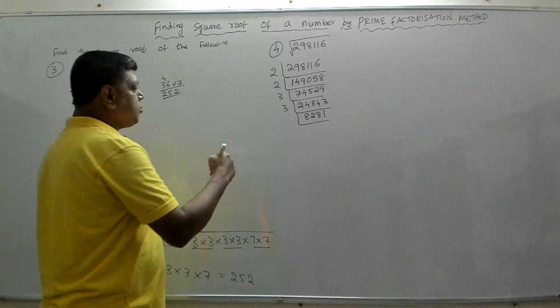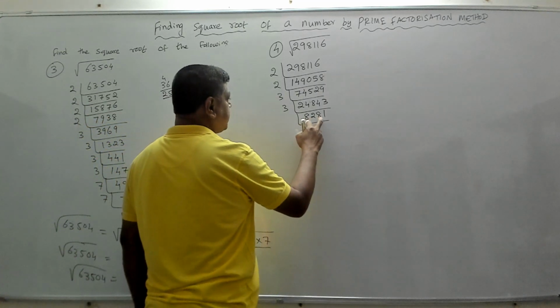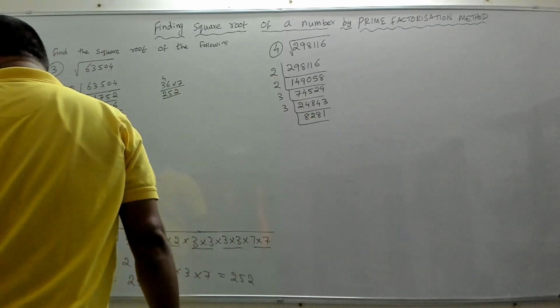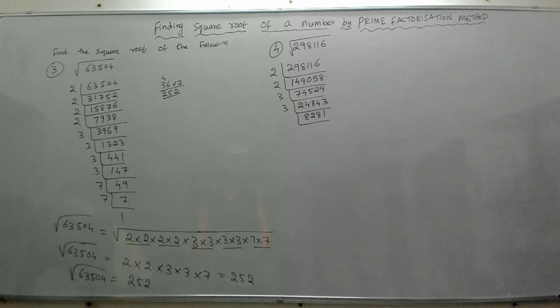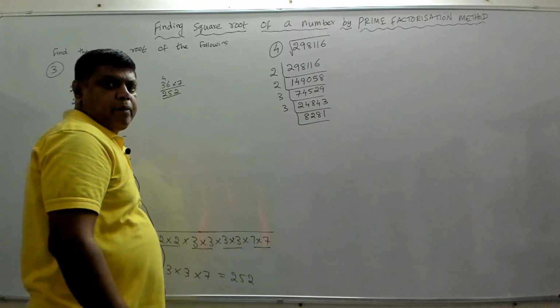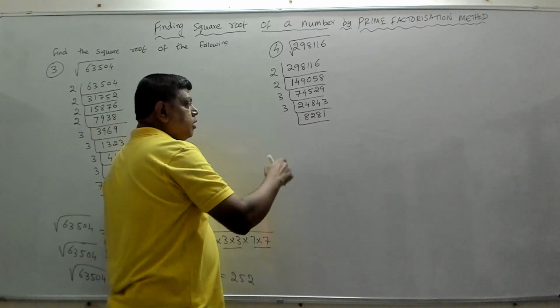Now again, is it divisible by 3? 8 plus 8 is 16, 17, 18, 19. So this will not go in 3. It will not go in 3 anymore. Now does it go in 5? No, it doesn't go in 5 also. It doesn't go in 3, and it doesn't go in 5.